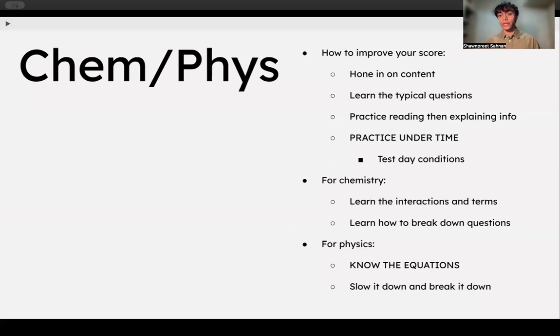Really important for chemistry. Again, learn the typical questions, like I said. Practice reading and then explaining info. That's a really great way to do this. There's a million scientific papers on the internet. If you're in college, you can access them, probably. Just do it. Go read a paper. It sucks, I know. It's hard. The reason it's hard is because you're probably not that great at it yet. It's a learned skill.